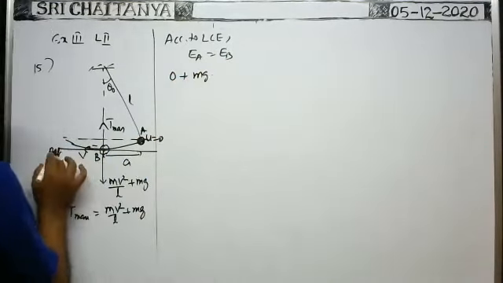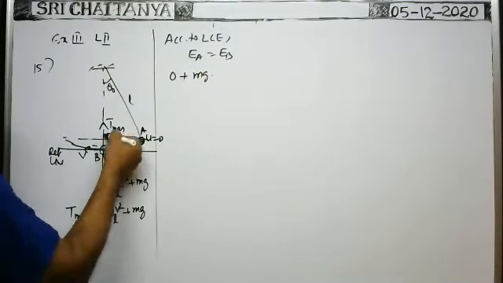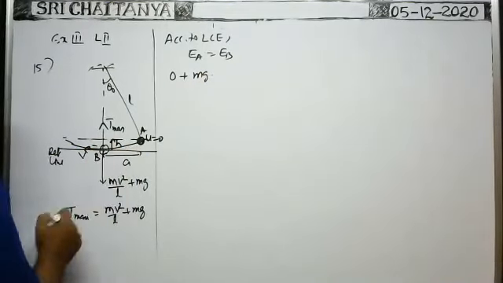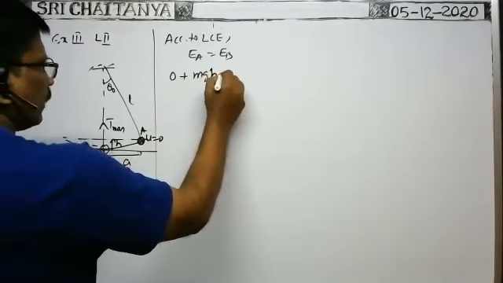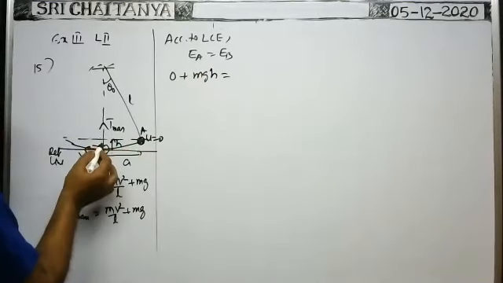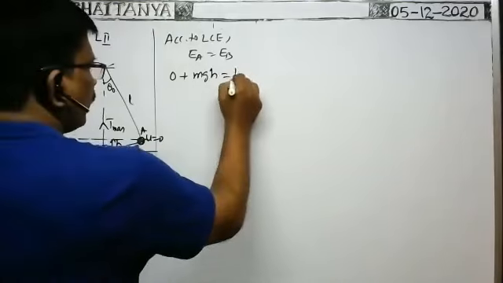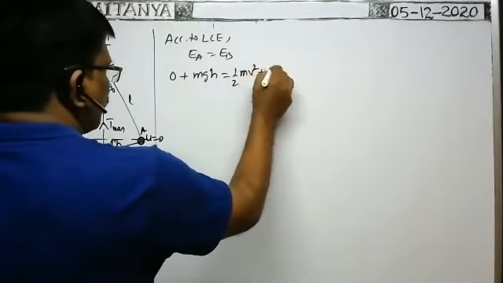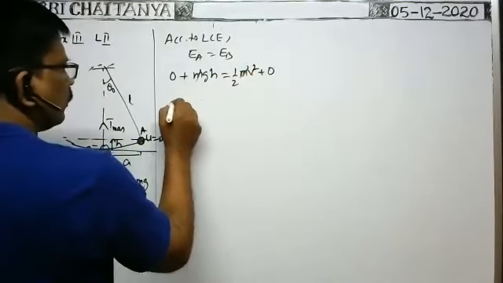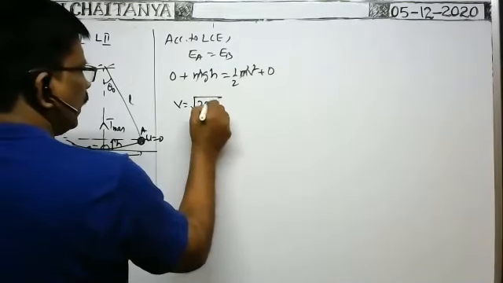mg into h, since we have taken this as the reference line, and the body is at this height, this is the height. So mg into h is equal to, whenever the bob of the pendulum reaches the point here, it is having only kinetic energy, half mv square, and potential energy is 0. Now cancel. So v is equal to root 2g into h.